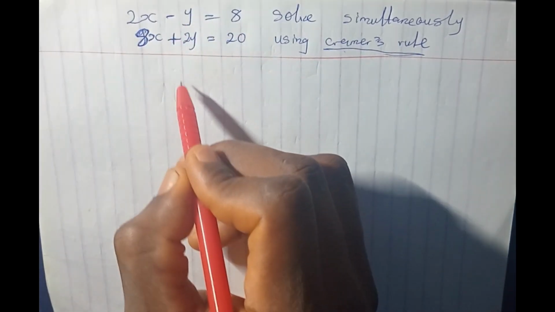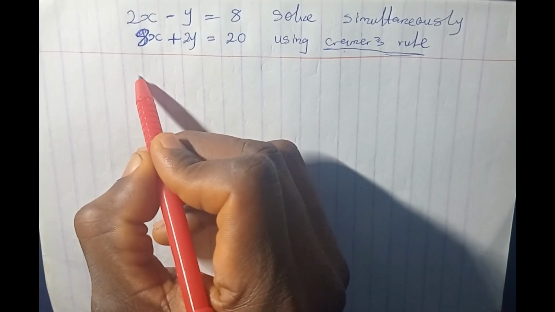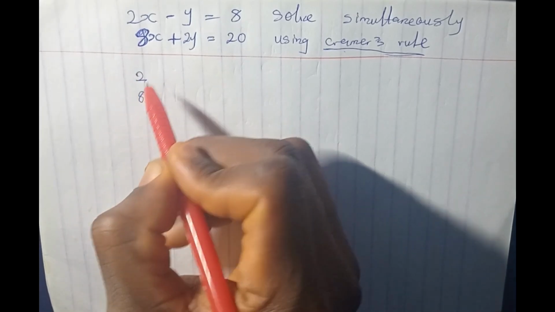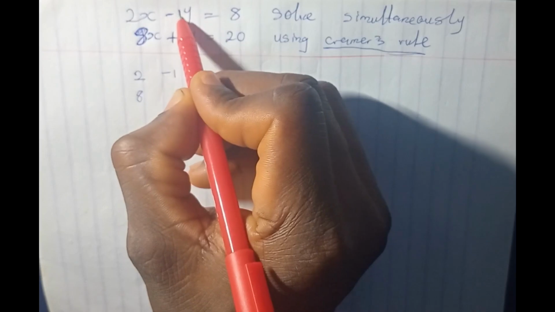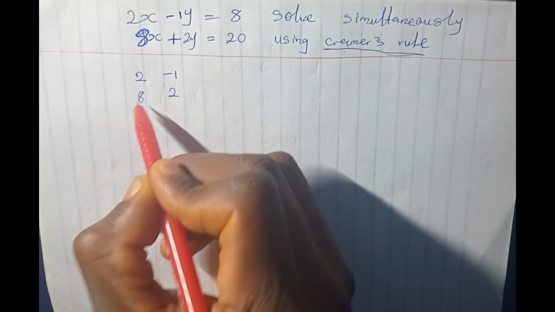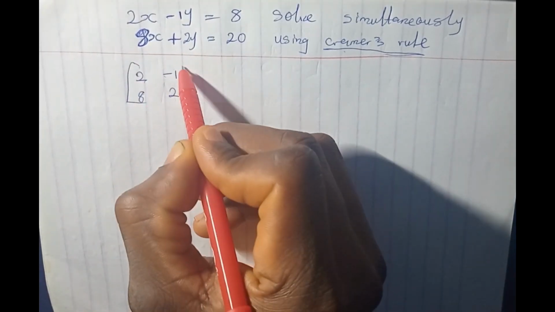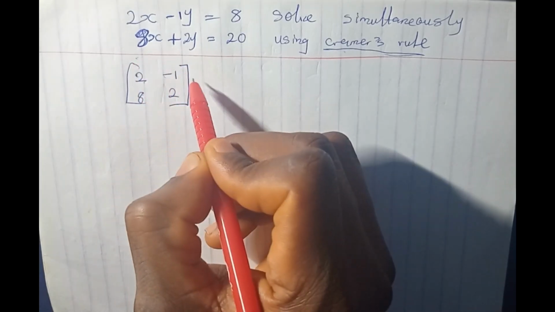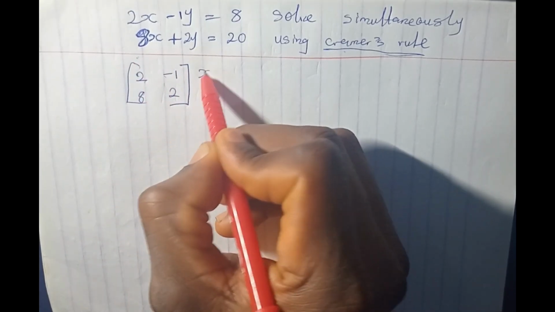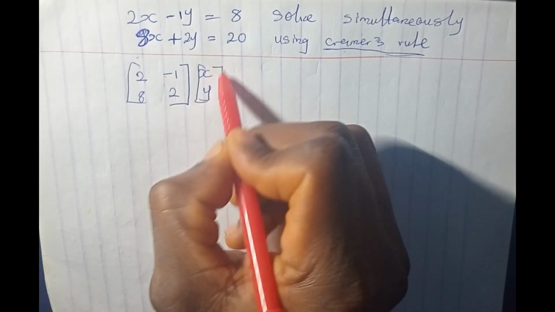their coefficients. So what are the coefficients of x? We have 2 and 8, right? What are the coefficients of y? That should be minus 1 because there's an invisible 1 here, and 2. Is that clear? So if you bring out the coefficients of x and y, you write out x and y and put them in matrix order.